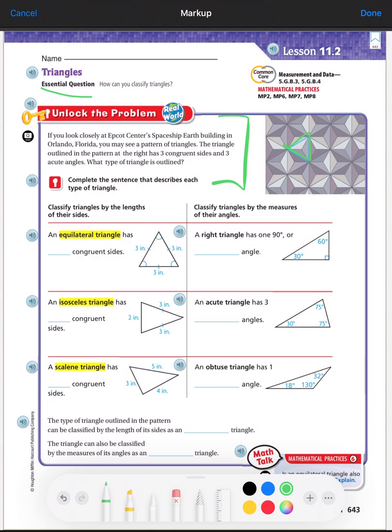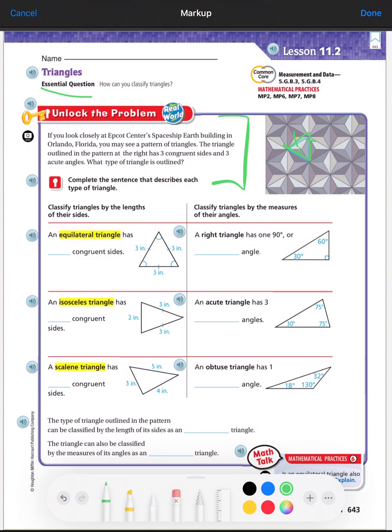The triangle outlined in the pattern at the right has three congruent sides and three acute angles. What type of triangle is outlined? So this is the one they're talking about. It has three congruent sides. That means that all three sides are the same. And it has three acute angles. And spoiler alert, if it has three congruent sides, then it has to have three acute angles.